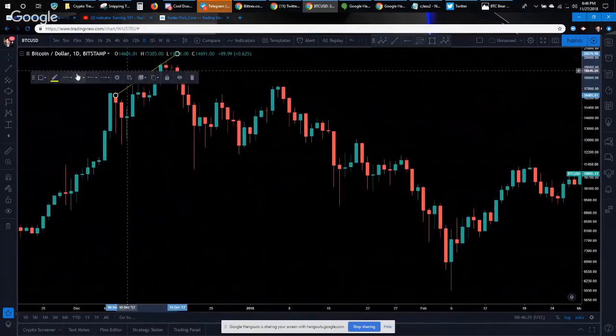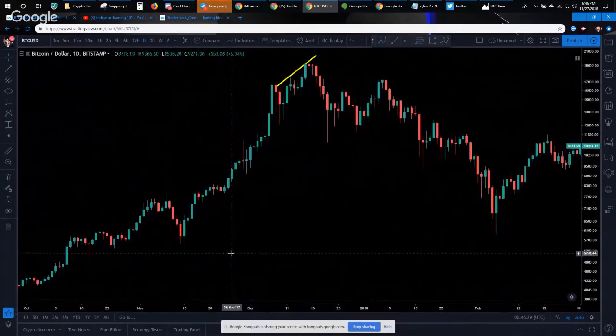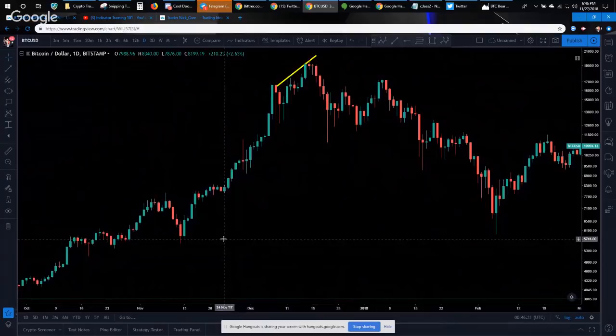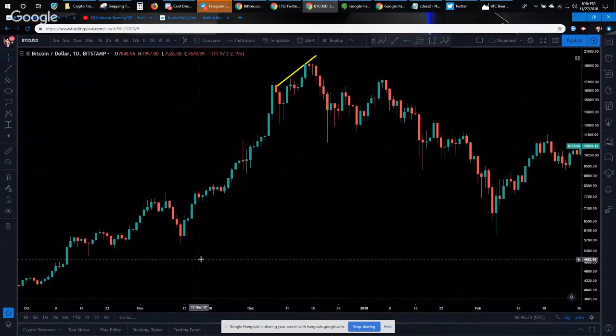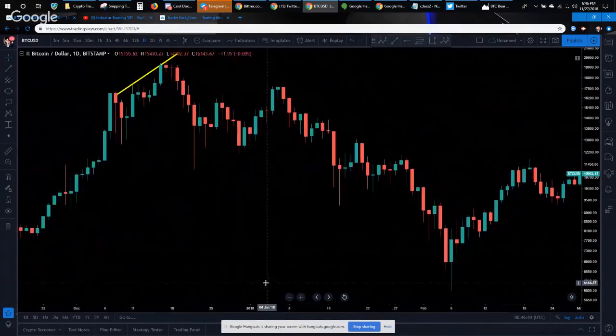This top that we had in Bitcoin was so visible, it's not even funny. I'll show you how I spotted it through volume analysis when we get to that. We are flying through this time here, though, so I'm going to try to move as quick as possible, guys, so that way I don't keep you.